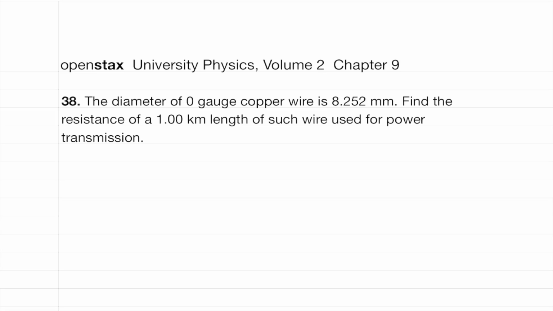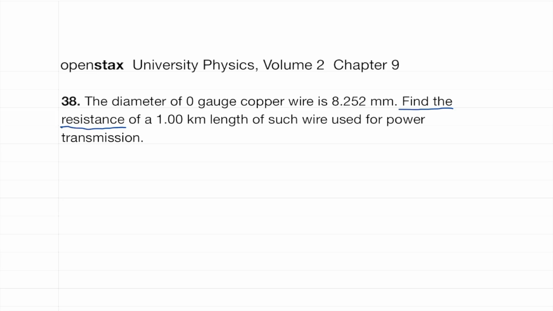Okay, in this problem, we have zero gauge copper wire, which does exist. It is real. It just seems kind of weird, right? Zero gauge. But it has a diameter of 8.252 millimeters, and we need to find the resistance. That's what we're trying to find. All right, and we have a 1 kilometer length, and that's it.